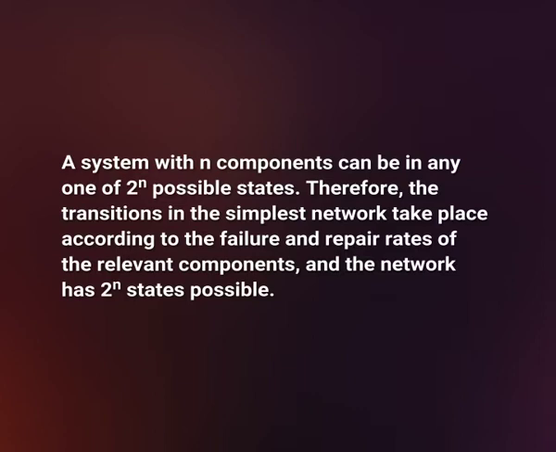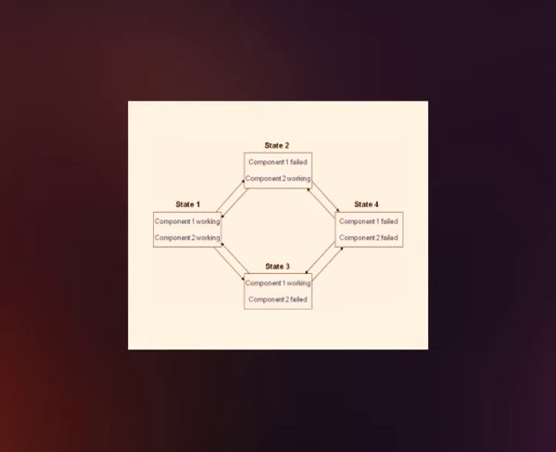The basic assumption in the simplest model or network is that the components can be in just one of two possible states, either failed or working. Therefore, a system with n components can be in any one of 2 raised to the power n possible states. Therefore, the transitions in the simplest network take place according to the failure and repair rates of the relevant components, and the network has 2 raised to the power n possible states. The state space diagram is an example of a 2-component system.